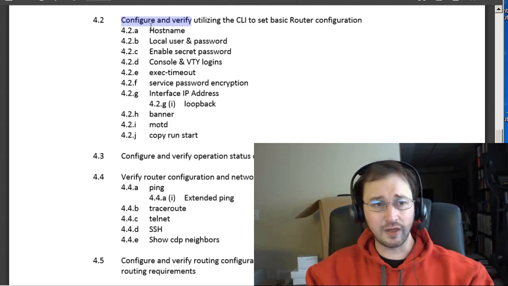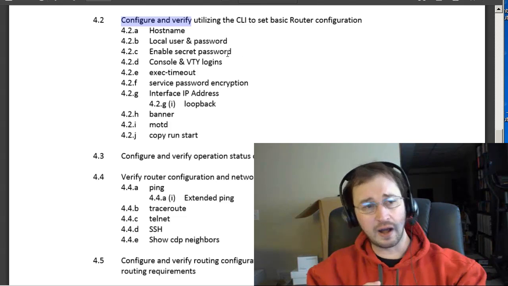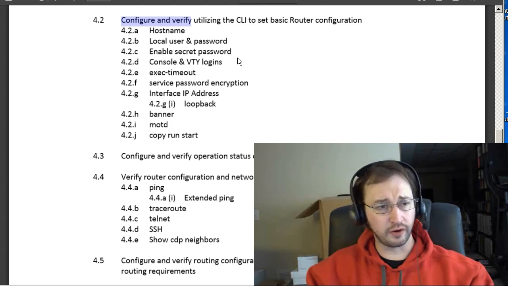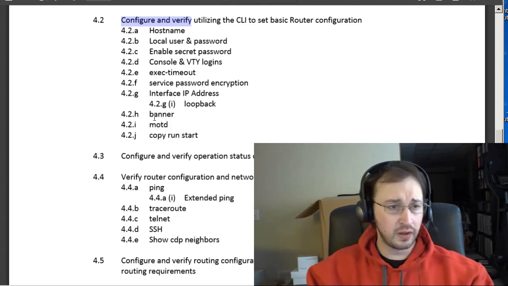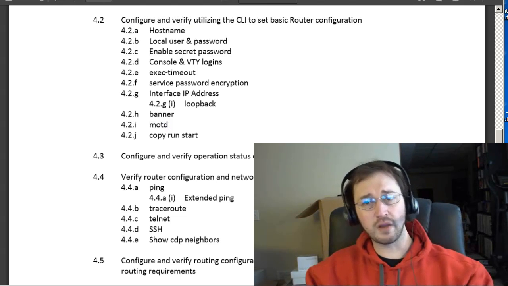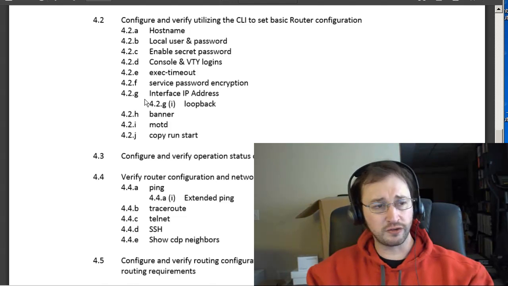So things like setting the host name, setting up a local username and password, setting your enable secret, setting up telnet and console passwords, and so on and so forth here. How do you set a login banner, message of the day? And these are all very fundamental commands that you should know. So really, that's pretty straightforward, no mystery there.